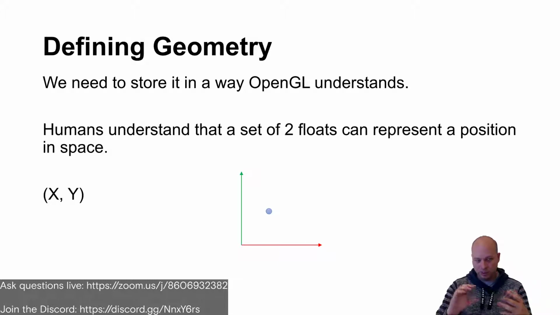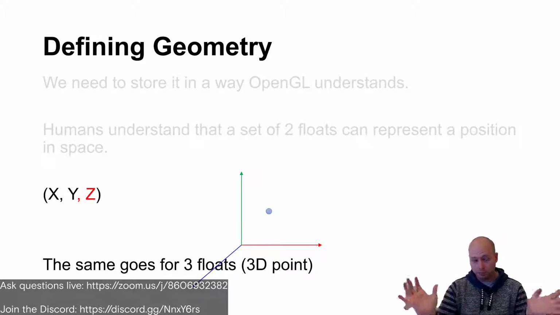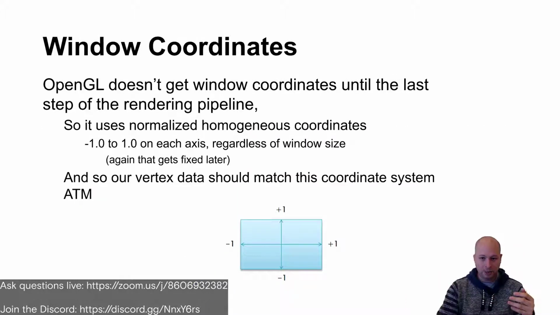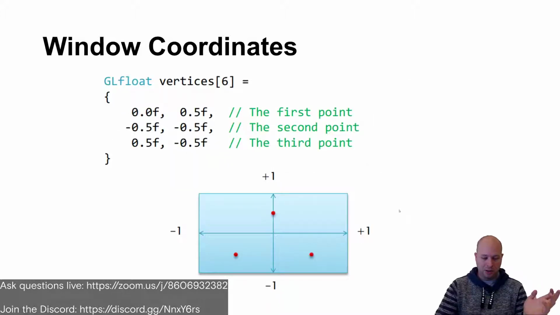So the way we need to define the geometry is we need to store it in a way that OpenGL understands. We know that a position in space is two points, X and Y, and with 3D data, we just add a Z. But OpenGL doesn't really get the window coordinates until the last step of the rendering pipeline. As we went through in the coding example, the output of the vertex shader stage is going to provide OpenGL with effectively a set of numbers in the -1 to 1 range. And later, this turns into window coordinates by way of a transformation.